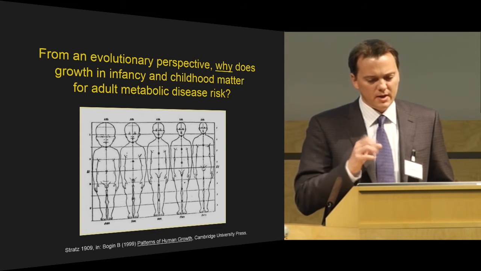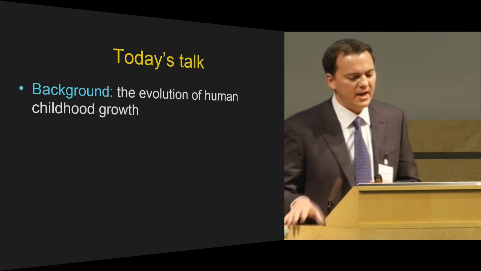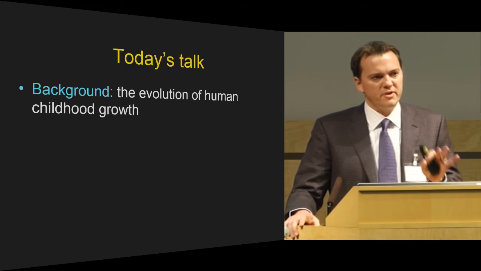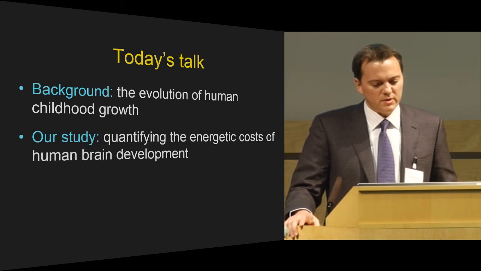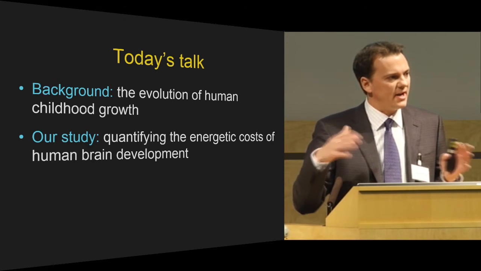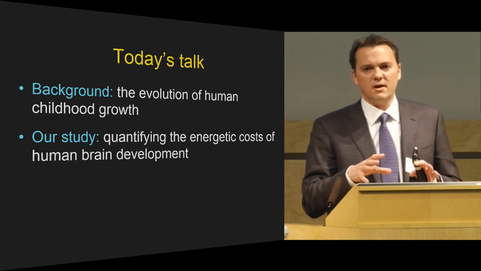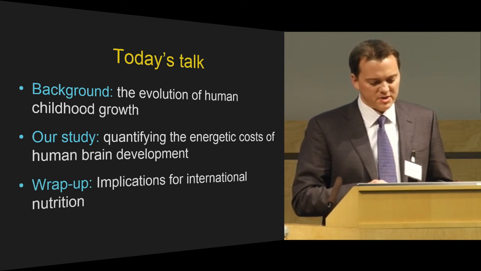Right, and so to set this up, I'll dig into a number of topics. We're going to start by looking at the evolution of human child growth. There are some very unique characteristics of growth in humans that differentiate us from other species. And then we'll talk about some of this research that I and my collaborators have done in recent years that quantifies the cost of the brain and looks at that developmentally. And then we'll have a few implications for international nutrition at the end.